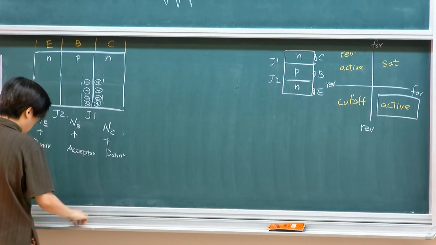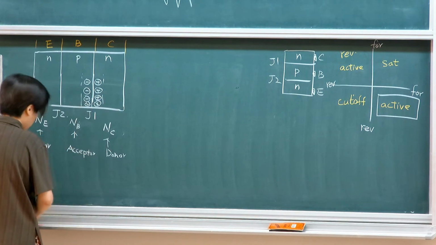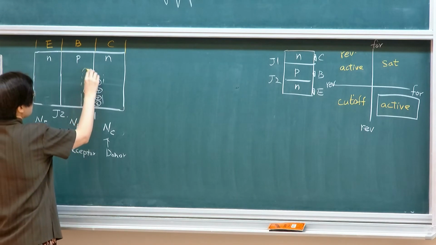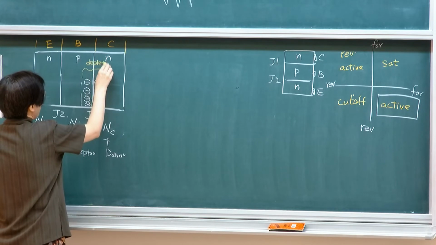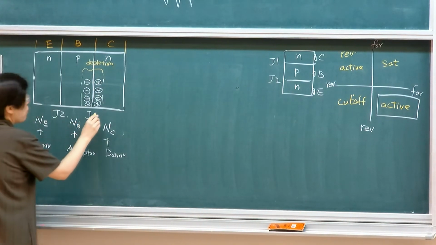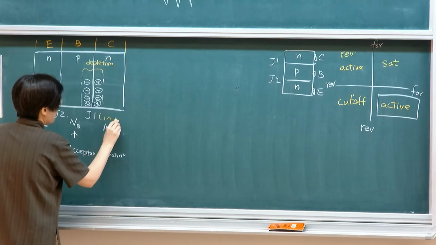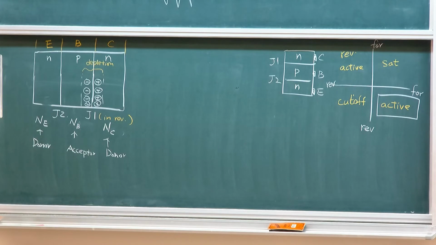So we then create this, use the yellow. So this will be the depletion region. And it actually widened because I'm reverse biasing junction 1. So this is in reverse. J1 is in reverse, remember? Okay? And on the other side, the J2 is in forward.